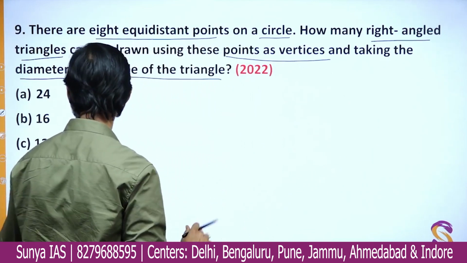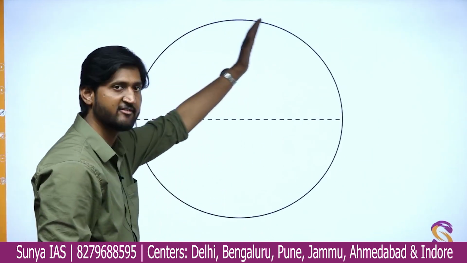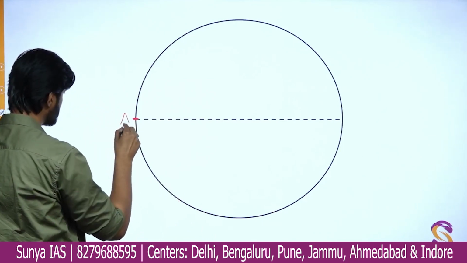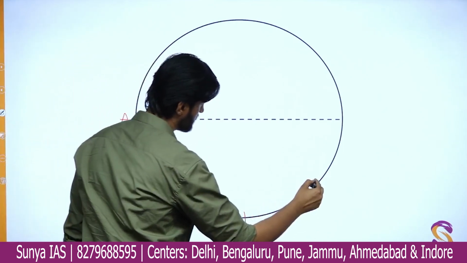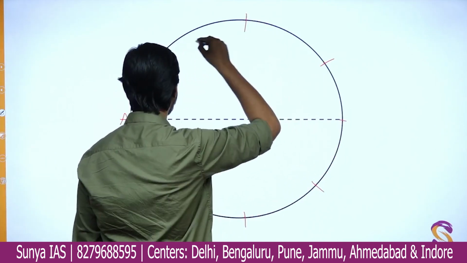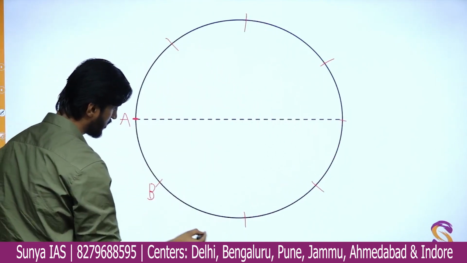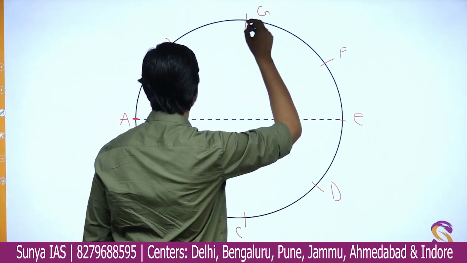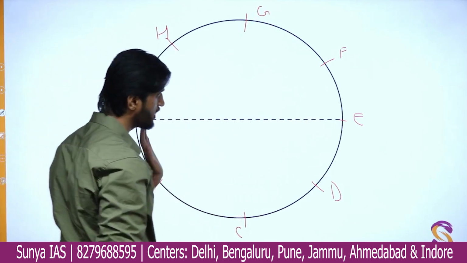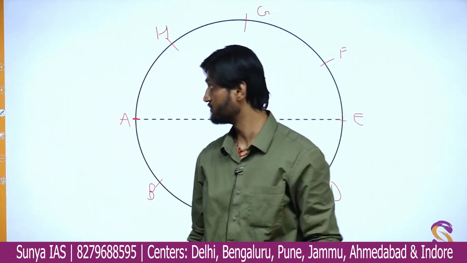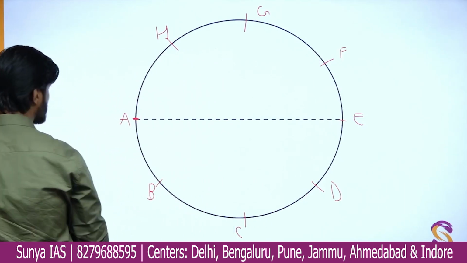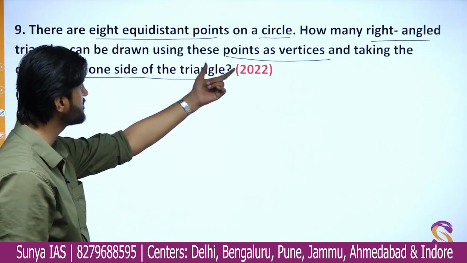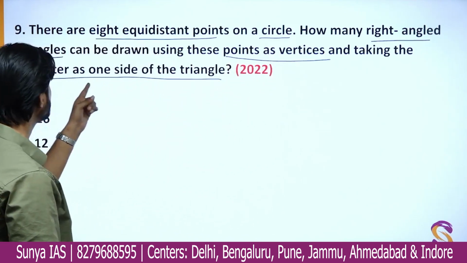The question further simply says that suppose you have a circle which I have drawn nicely for you. In this circle you have 8 equidistant points. So you have A, let me just mark the 8 points, then you have B, you have C, you have D, E, F, G and H. These are all the points which are equidistant to each other. Now the question says that how many right angle triangles can be drawn using these points as vertices and taking the diameter as one side of the triangle.